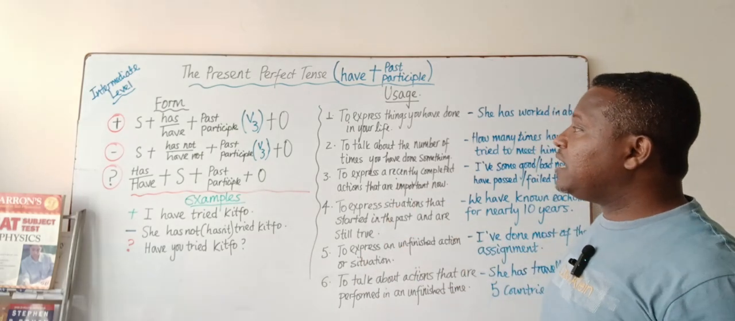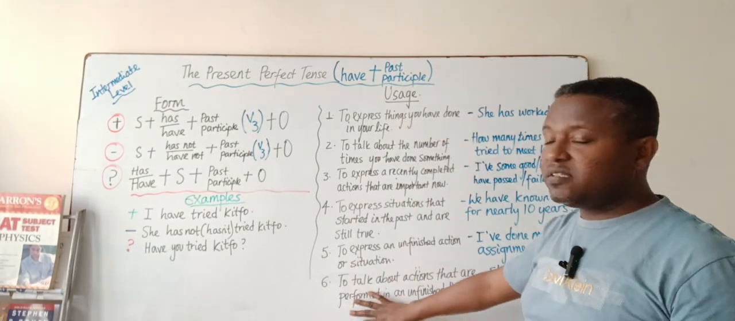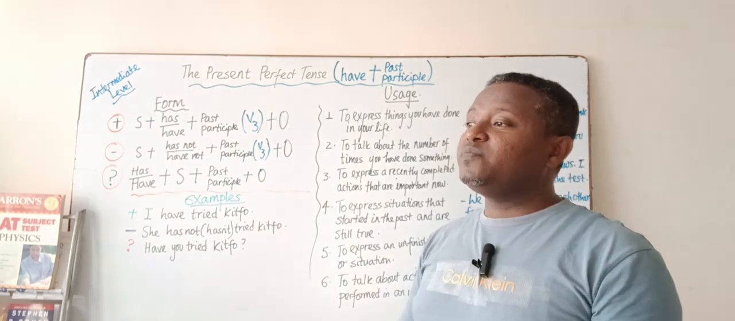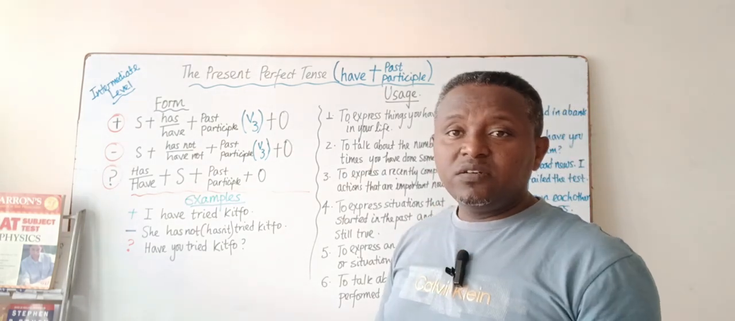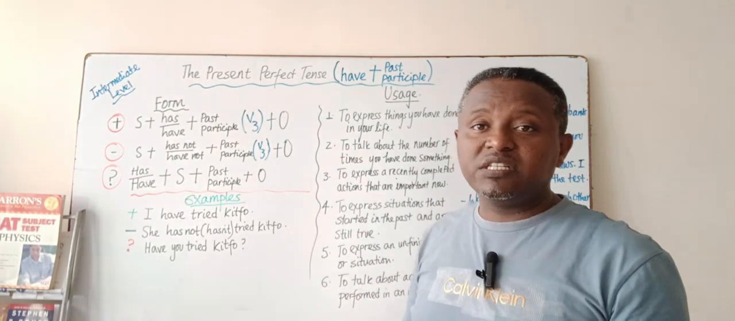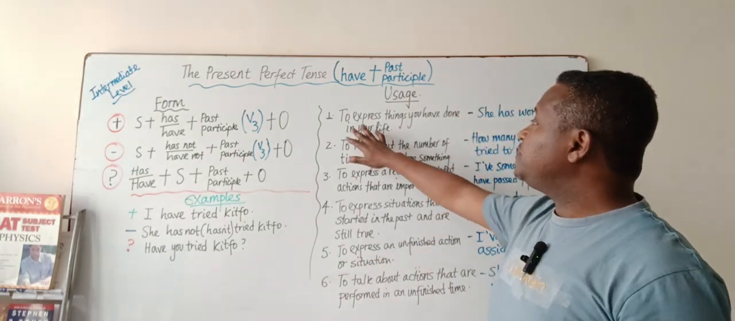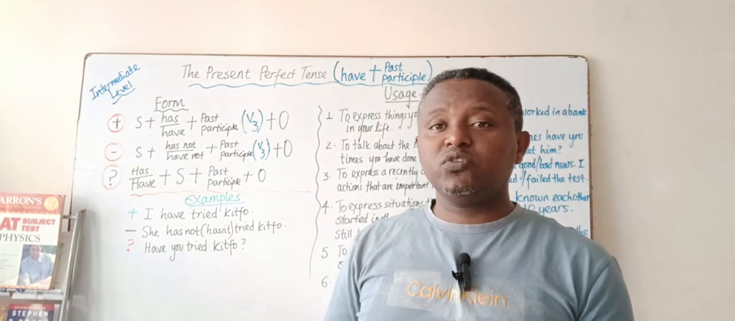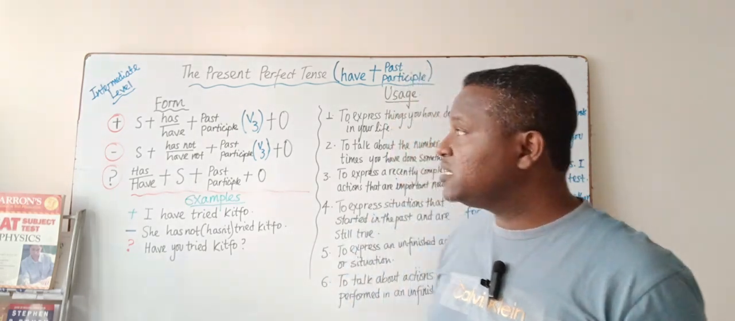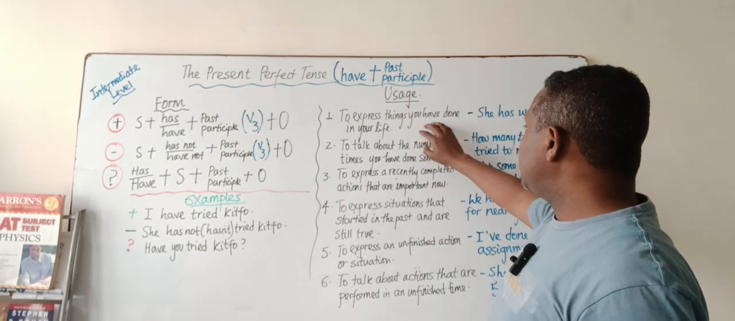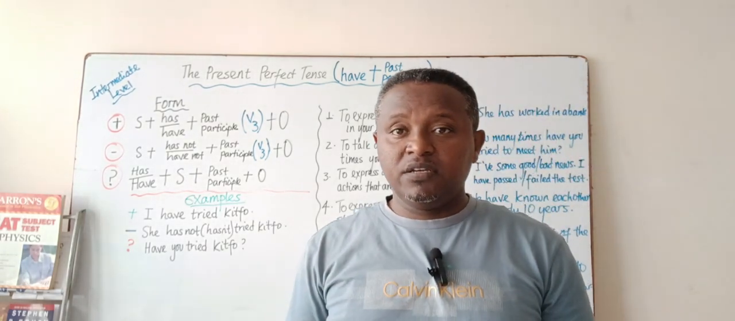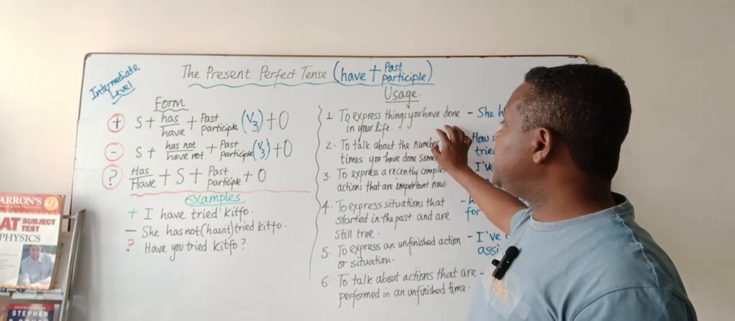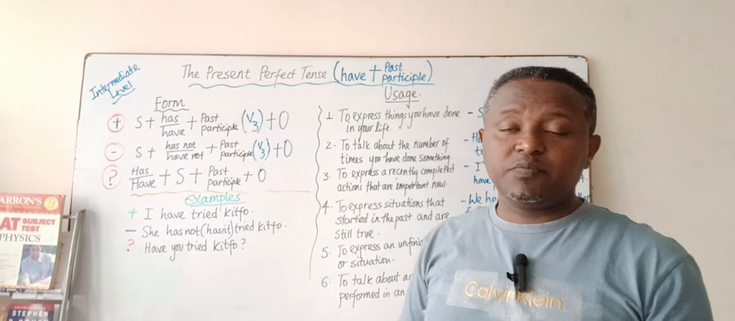Here, what we have next is the different uses of the present perfect tense. Even if we use it in a very limited way, we have a number of functions that we can use it for. For example, to express things you have done in your life. When we want to talk about your experience or life experience, you use the present perfect tense. She has worked in a bank. This is one of her life experiences.